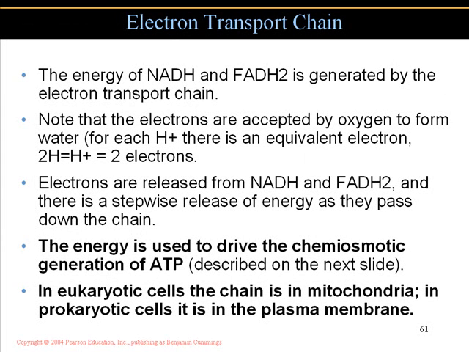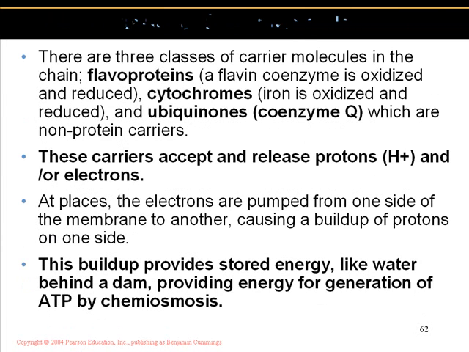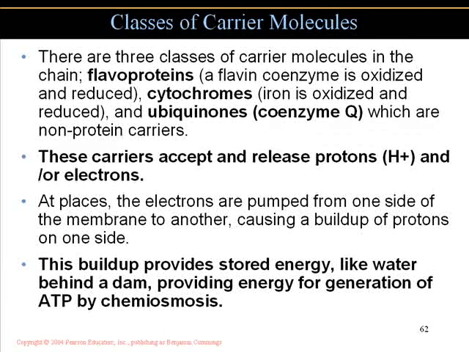We'll see that later on in the lecture. Basically, in eukaryotic cells, the chain is in the mitochondria, and in prokaryotic cells we'll see it in the plasma membrane. Now, some classes of carrier molecules that will carry these electrons are basically 3 classes: flavoproteins, cytochromes, and ubiquinones, or coenzyme Q. These are non-protein carriers, as I've alluded to earlier in the lecture. These carriers can accept protons, hydrogen protons, and/or electrons.